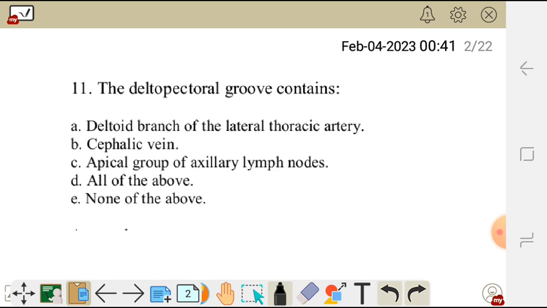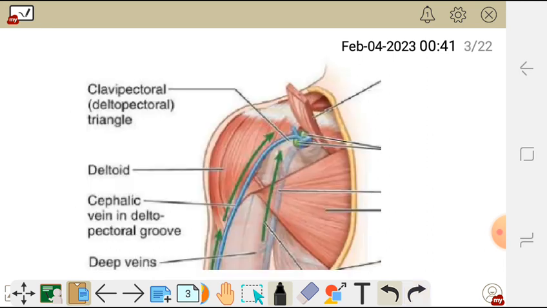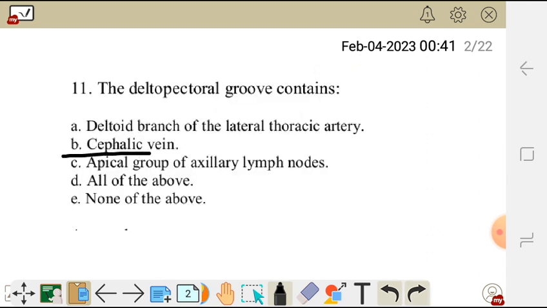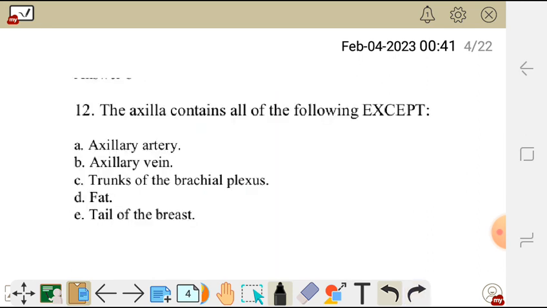So what is found in the deltopectoral groove is simply the cephalic vein. So the correct answer is B, because the deltopectoral groove is simply the groove between the deltoid muscle there and the pectoral region, and in that groove you are going to find the cephalic vein. That's why we are saying the correct answer is B. We move on to question 12.